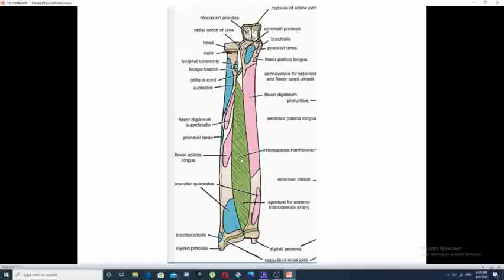Another function of the interosseous membrane is that it acts as an attachment for the muscles of the forearm.